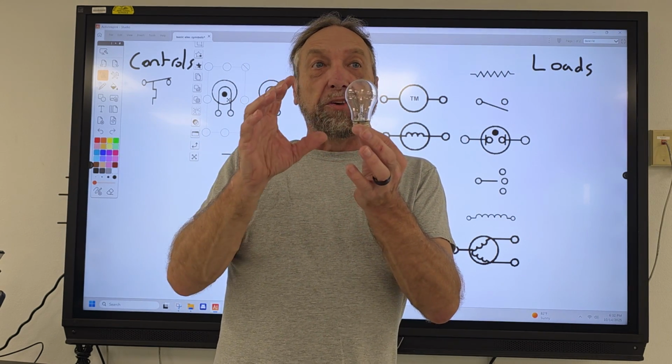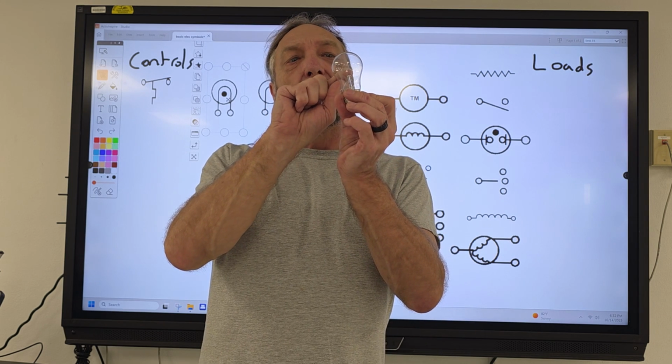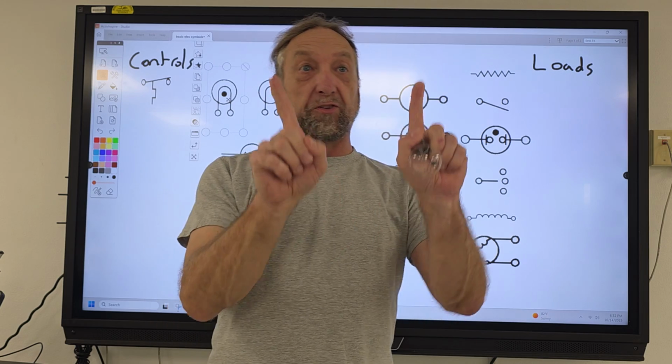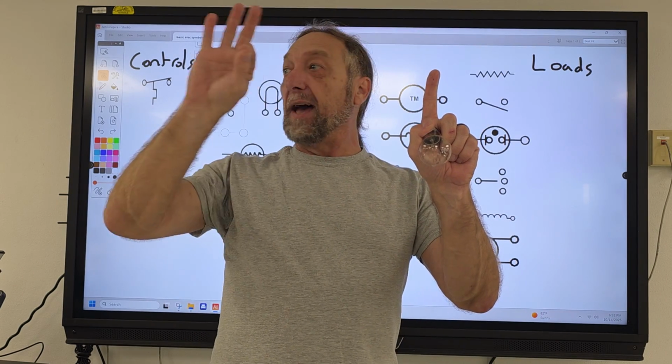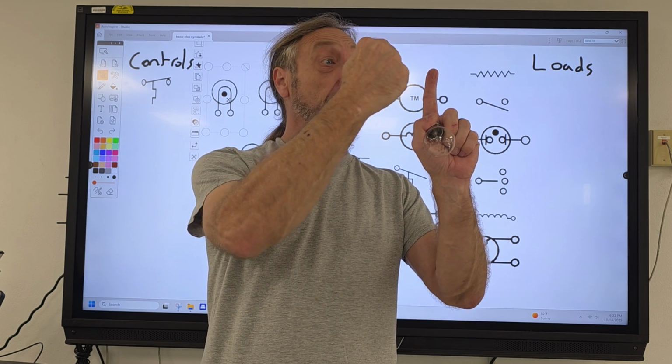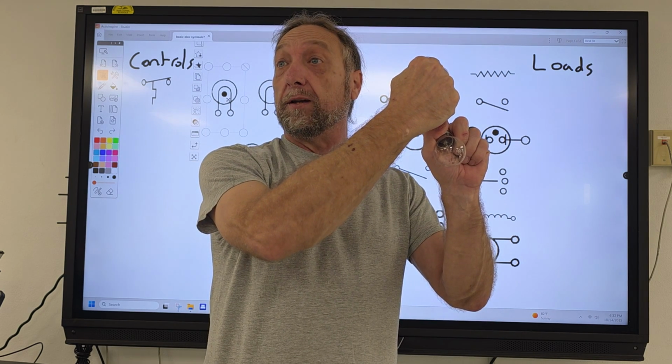So a germicidal lamp, instead of using a little tiny wire, a lot of times it's just two prongs sticking up in the air, and the gas in between, the electricity comes here and actually flows through the air, through the gas, to the other point.